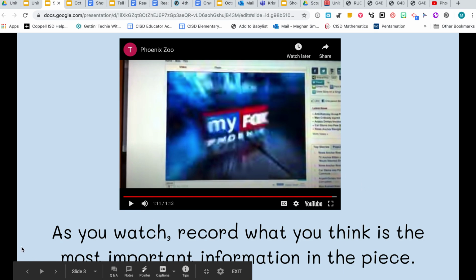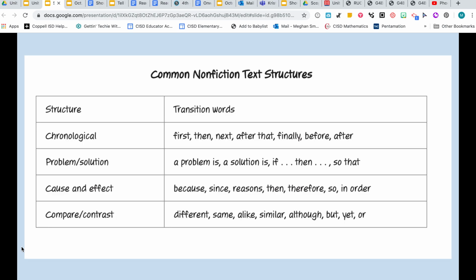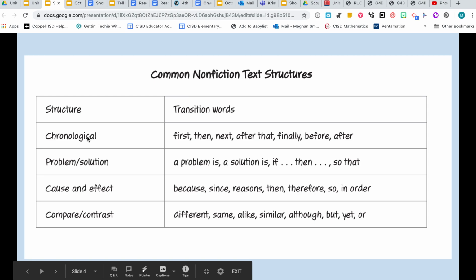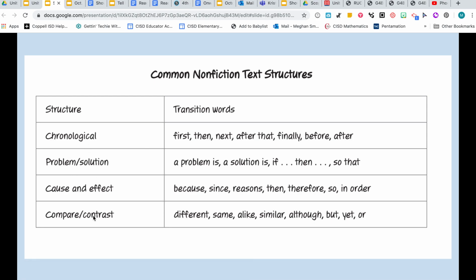I want you to think, look at your notes. How was this feature organized? Chronologically? Was there a problem and then a solution? Cause and effect? Or compare and contrast?